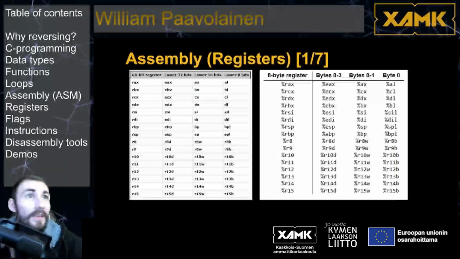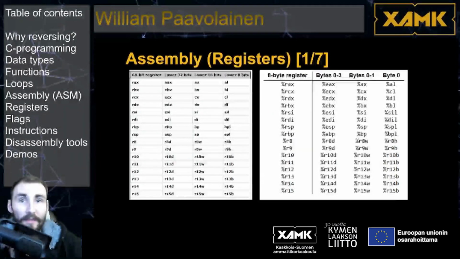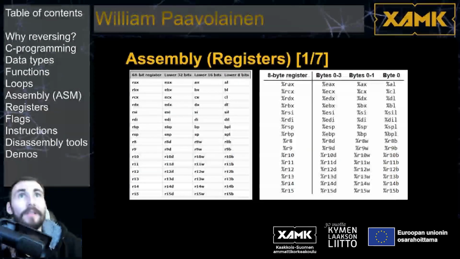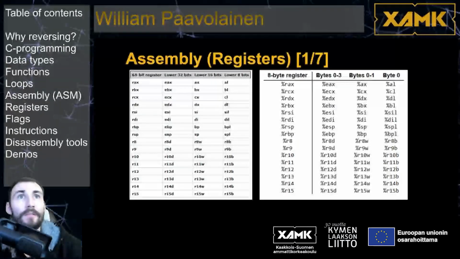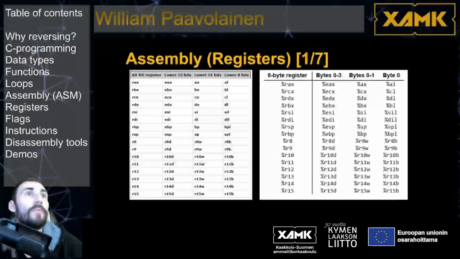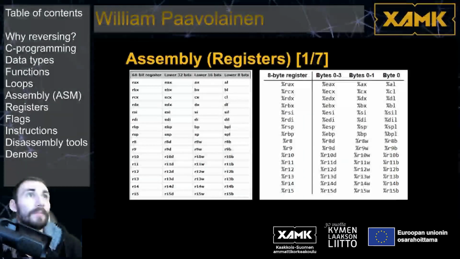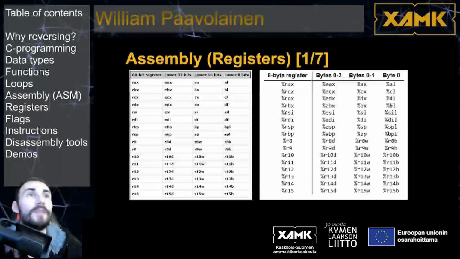So these are two different ways to represent these registers that we have. On the left-hand side, you can see that there are bits. We have 64-bit, 32-bit, 16-bit, 8-bit. And on the right side, we have bytes. These are exactly the same thing. These are just different ways to represent them.